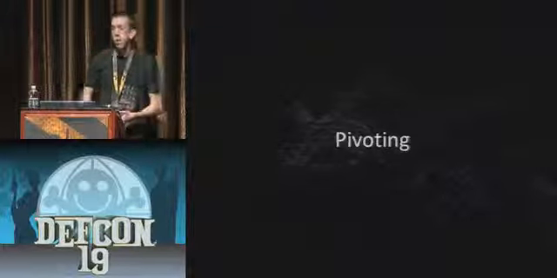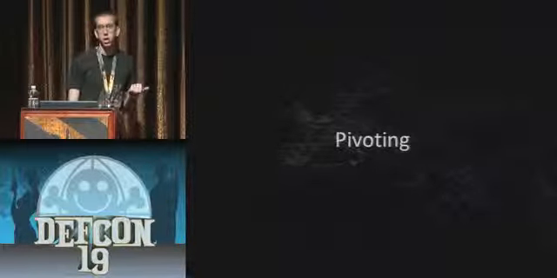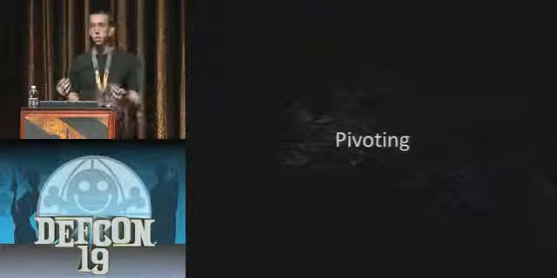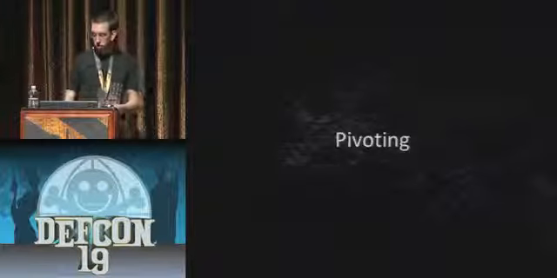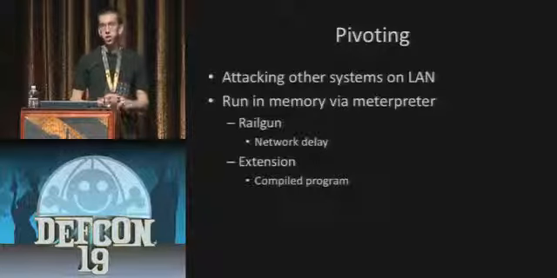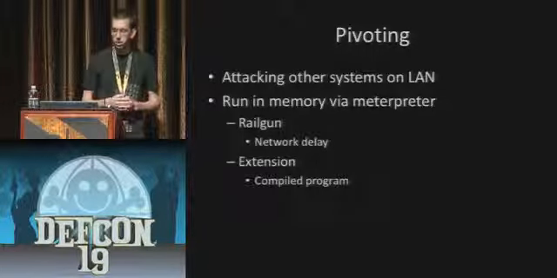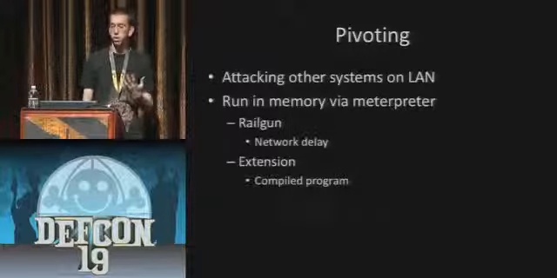And one last part of this is the pivoting part. Prior to a couple days ago, the only thing that was available was you still had to install Metasploit or install TFTP and DHCP servers. What I was able to do was enable this for pivoting. So what this lets you do is attack other systems on a LAN where you have one system, and this will be run in memory via the interpreter.